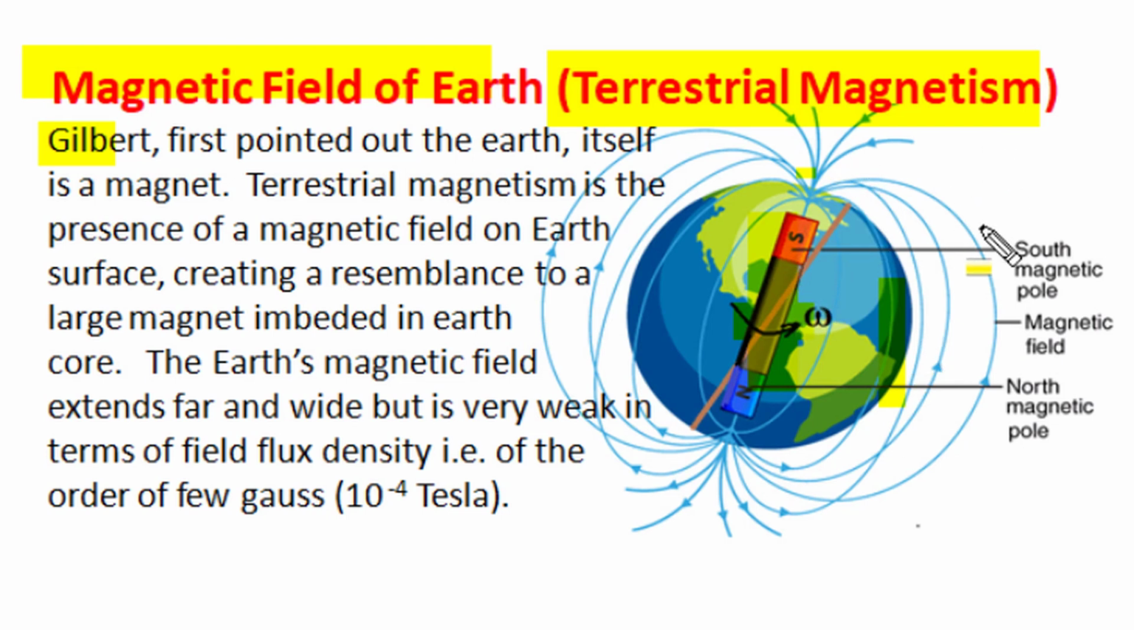The terrestrial magnetism not only exists on the surface of Earth, it extends far and wide in the atmosphere too, but it is very weak in terms of magnetic field flux density. The value of magnetic field flux density of Earth magnetism is very small. It is of the order of few Gauss, and 1 Gauss is 10⁻⁴ Tesla, and in the Indian capital Delhi the magnetic field flux density is only 0.4 Gauss or 0.4 into 10⁻⁴ Tesla.